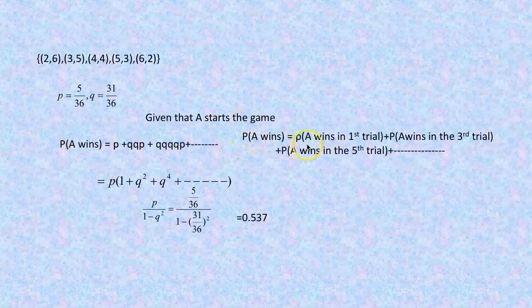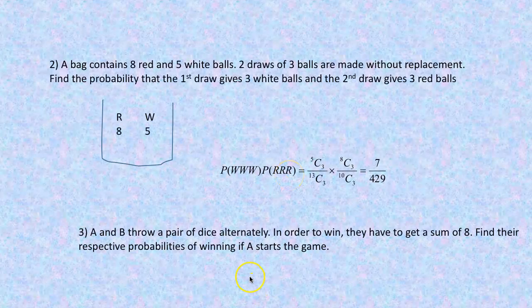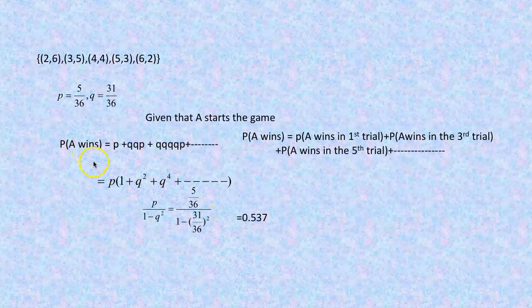Now given that A starts the game, probability that A wins is probability that A wins in the first trial or in the third trial or in the fifth trial and so on. Because you're given that A and B throw a pair of dice alternately. So probability that A wins will be P plus, for the third trial, first and second will be QQP. The fifth trial will be QQQQP and so on. So we can take out the P and it will be 1 plus Q squared plus Q raised to 4 and so on. This is a GP with first term 1 and common ratio Q squared. So it is P by 1 minus Q squared.